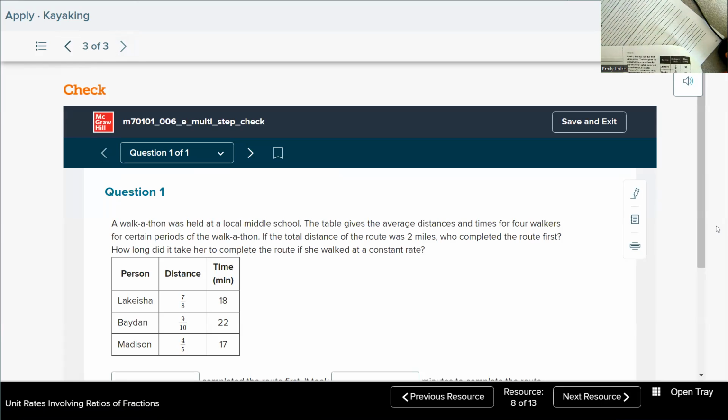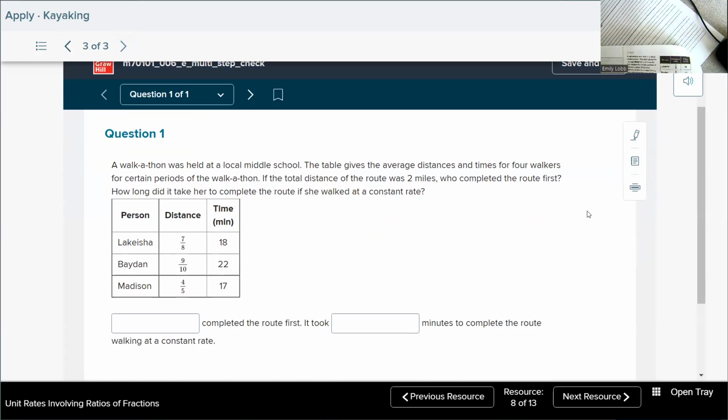So a walkathon was held at a local middle school. Remember how many times we read through the first applied problem? It takes a while to really figure out what we're doing, right, Carter?